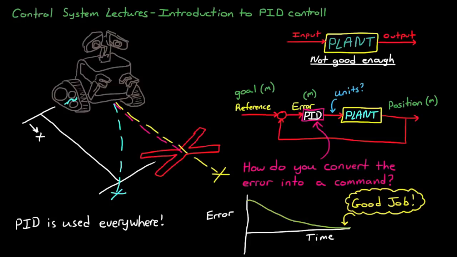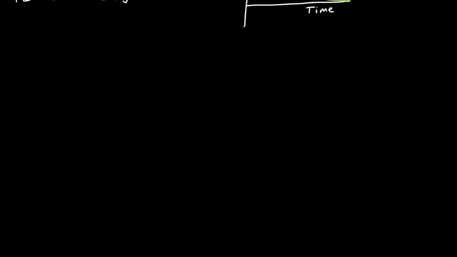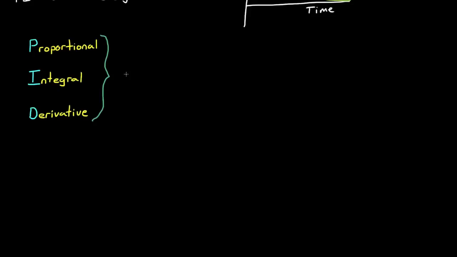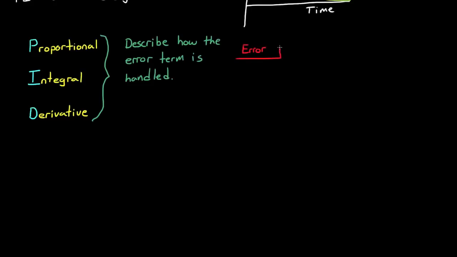Let me start with the term PID. PID is an acronym, and it stands for proportional, integral, derivative. And each of these terms describe how the error term is treated prior to being summed and sent into the plant. In one of its block diagram forms, a PID controller can be written like this. In the proportional path, the error term is multiplied by a constant Kp. In the integral path, the error is multiplied by Ki and then integrated.